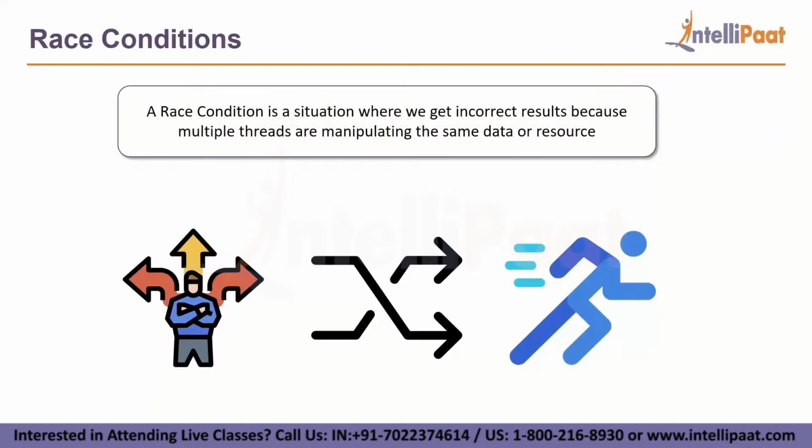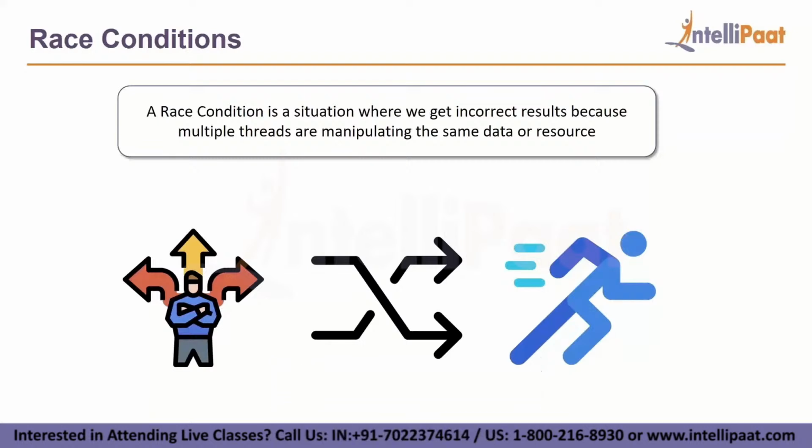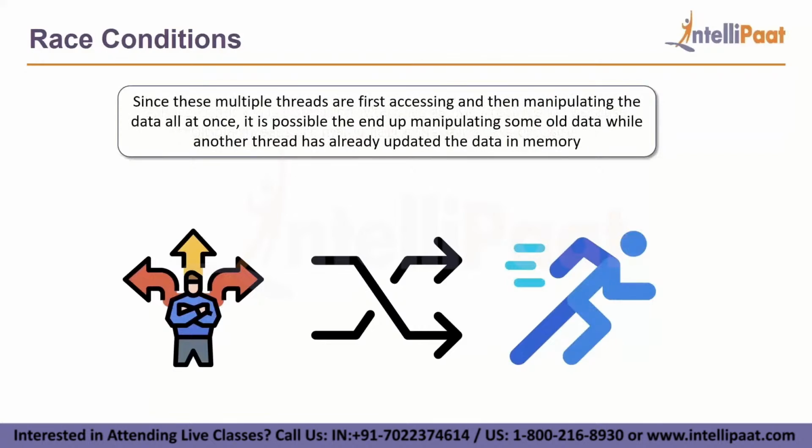A race condition is a situation where we get incorrect results because multiple threads are manipulating the same data or resource. Let's say we have some data in the memory and multiple threads gain access to it and are changing it continuously. That could lead to a lot of issues. And since these multiple threads are first accessing and then manipulating the data all at once, it is possible that they end up manipulating some old data while another thread has already updated the data in memory.